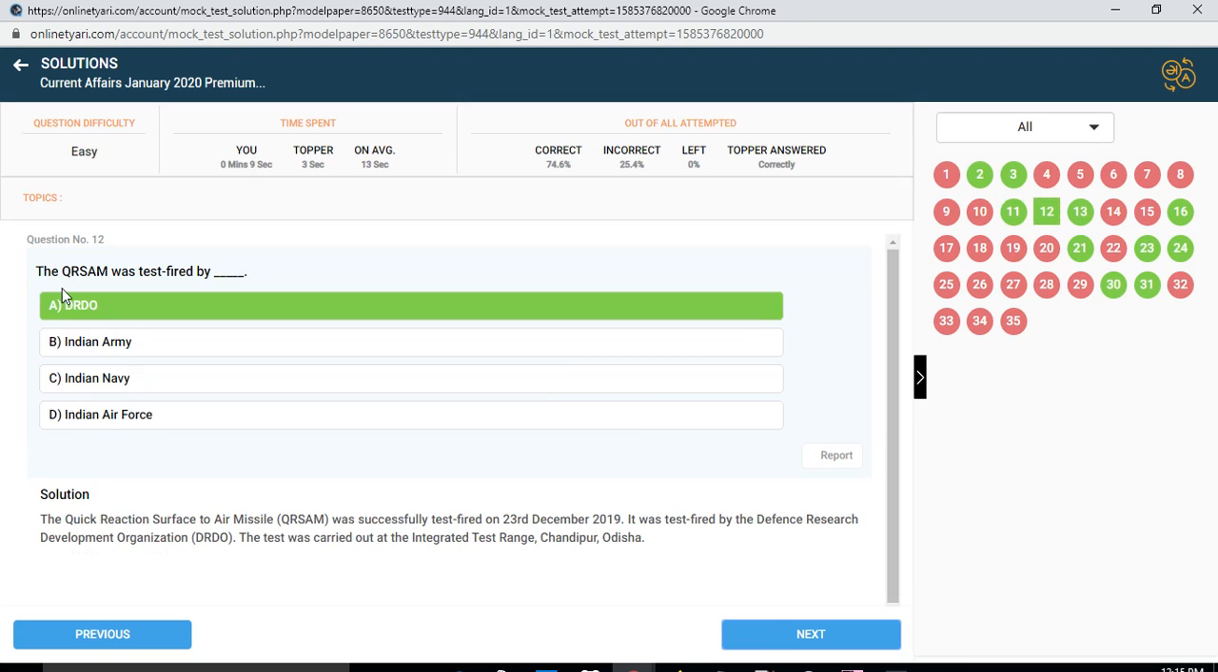Question: which missile was tested by the DRDO, the quick reaction surface to air missile? Quick reaction surface to air missile was successfully tested on 23rd December 2019. It was tested by the Defence Research and Development Organisation. This was carried out at the Integrated Test Range at Chandipur, Odisha.